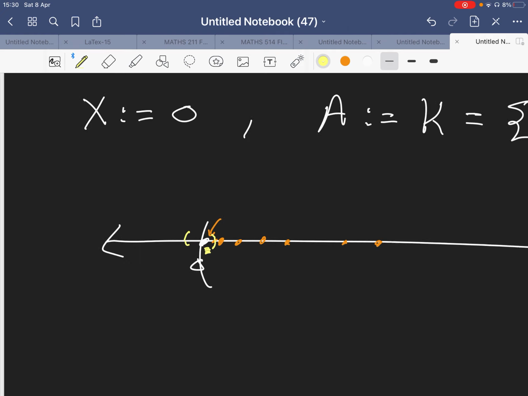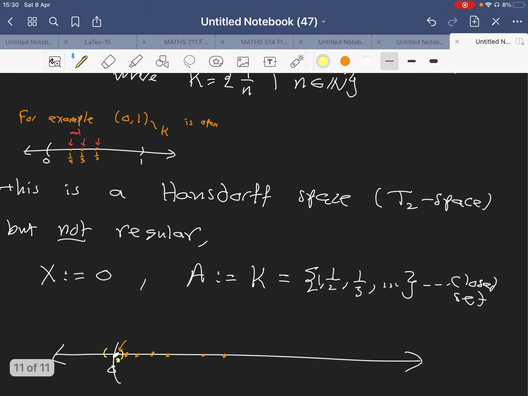And that gives me an example of a Hausdorff space which is not a regular space.